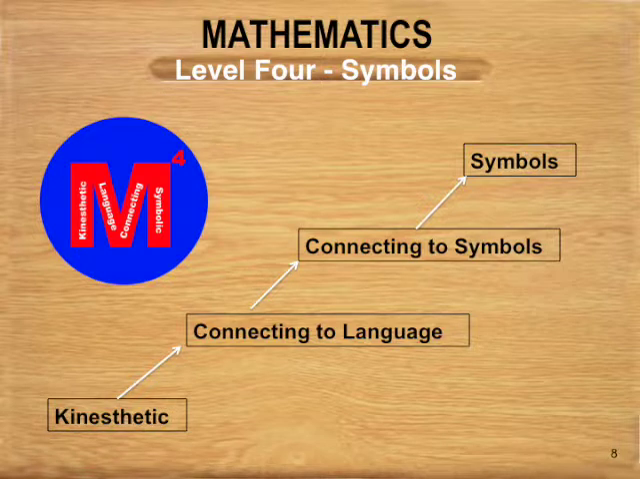We now come to level 4 of the GDK M4 process, symbols. As we have connected the physical models to the language and to the symbols, we now move to the final step of the M4 process, which is to use the symbols alone. With the foundation in physical modeling and language that is used to develop symbols, we are now ready to communicate mathematics using these symbols. Now let's view subtraction of mixed numbers with regrouping as it should be seen using only symbols.